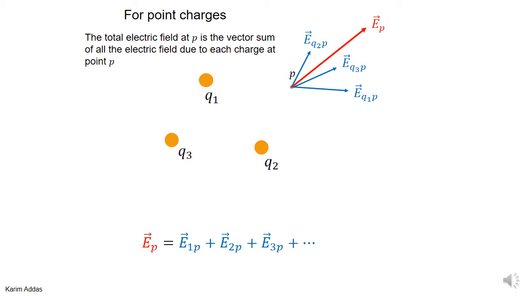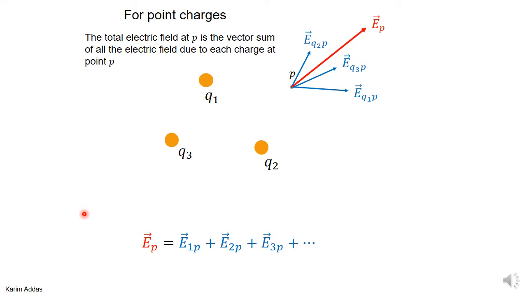To see how we can deal with continuous charge distributions and get the electric field at a point in space due to a continuous charge distribution. So first, before we do that, let's review what we discussed before about point charges.